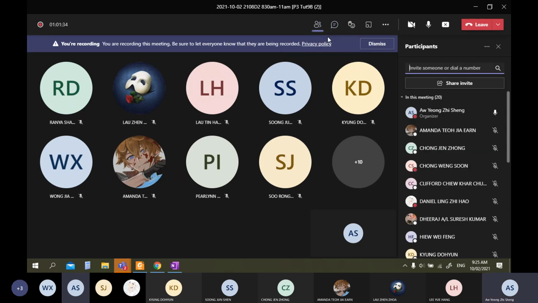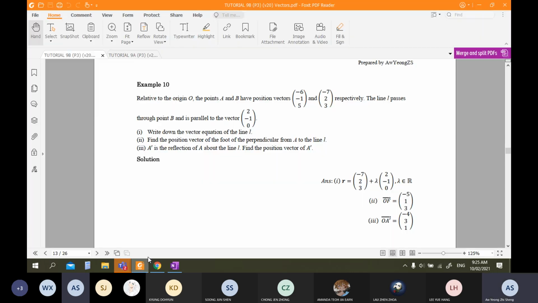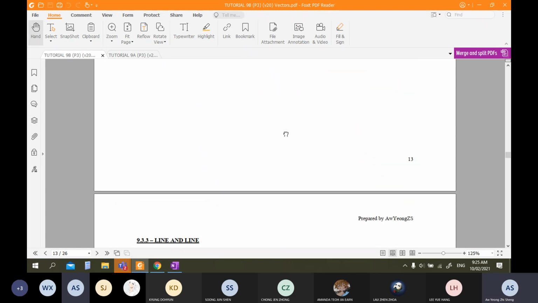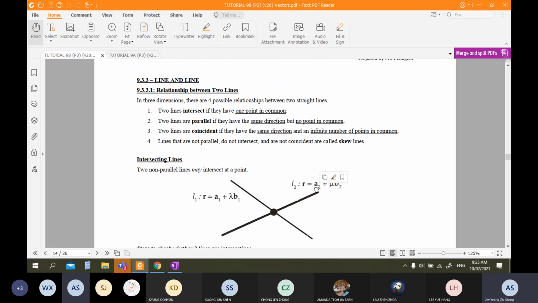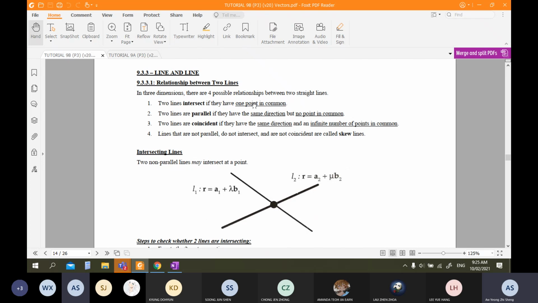Right, hi everyone and welcome back. We'll continue with page 14. Okay, so we'll now study the relationship between two lines. So earlier we have covered the interaction between an external point and a line. Now we cover two lines. There are four possible relationships between two lines in a 3D space. So this is more complicated than 2D because in 2D there are not so many possibilities.